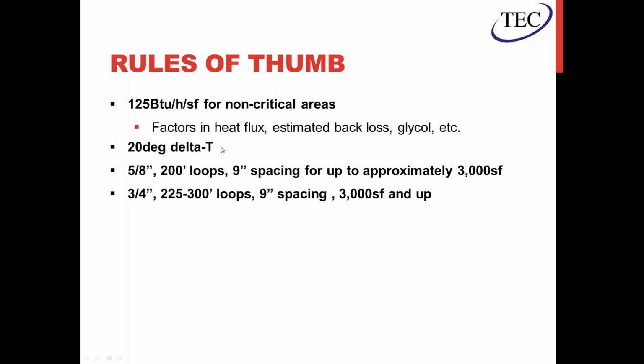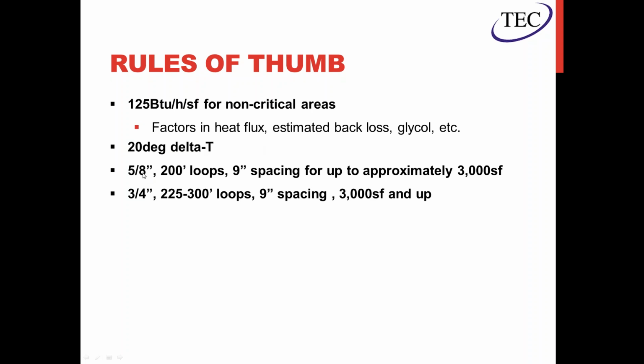As I mentioned, we like to design to 20-degree delta T. That way, if your system's a bit undersized, you have some flexibility to drop the flow rate slightly to go up to a higher delta T to get a little more juice out of it. Basically, it allows a little extra safety factor.